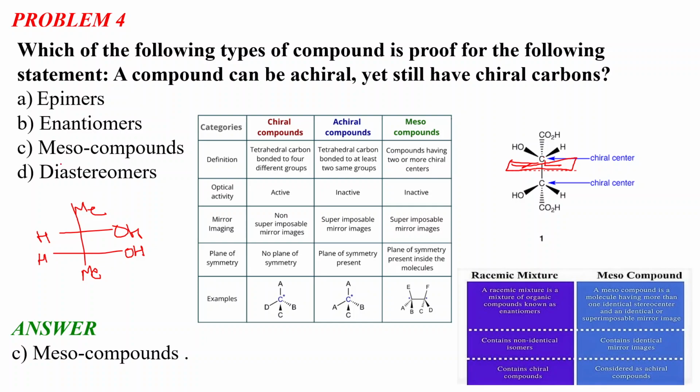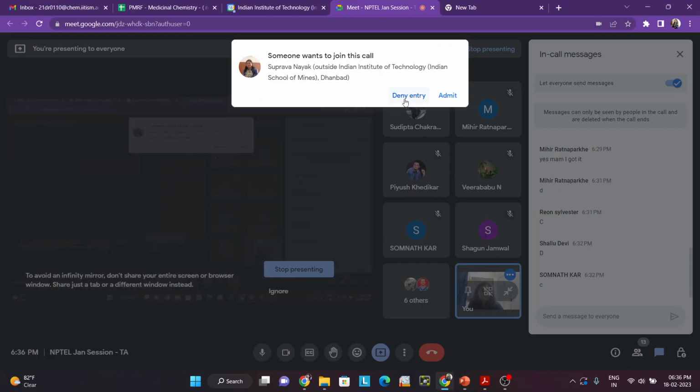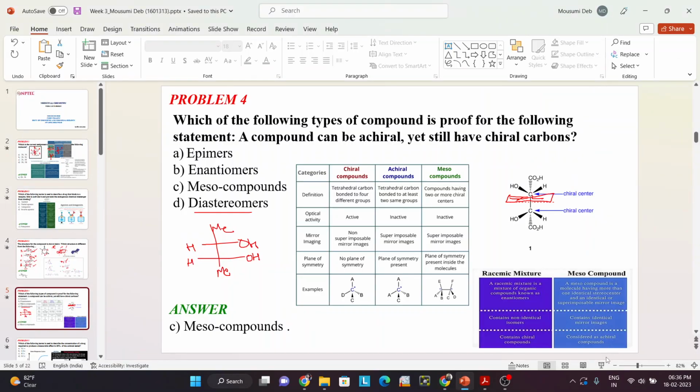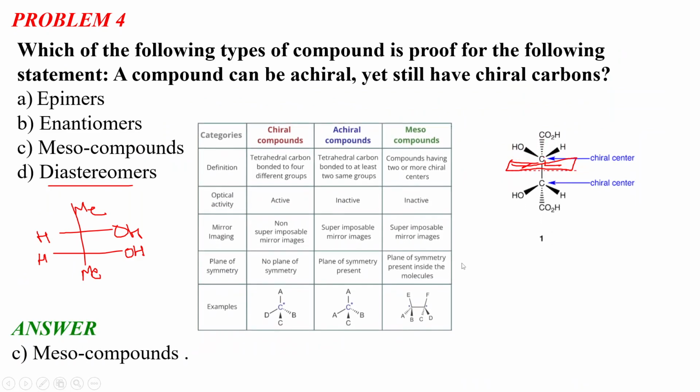One more thing: the diastereomer is something different. Some people have confusion about diastereomers and being chiral. I will come to the diastereomer part later; it is a different thing. Okay, I think this is fine. I will now go to the next problem.